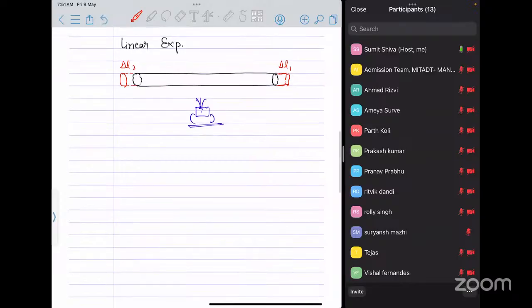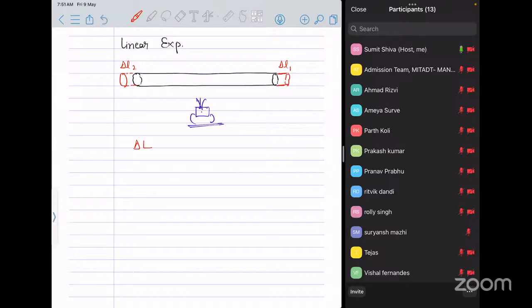Now, if you calculate the overall change, we write it as delta L. In the book, delta L1 and delta L2 are not given. It is simply delta L. But remember, delta L does not imply the expansion in only one direction.